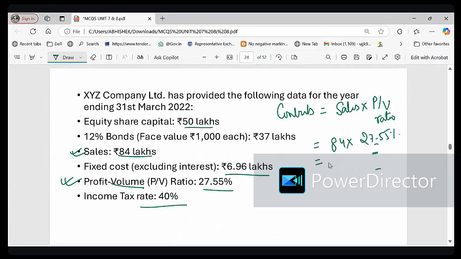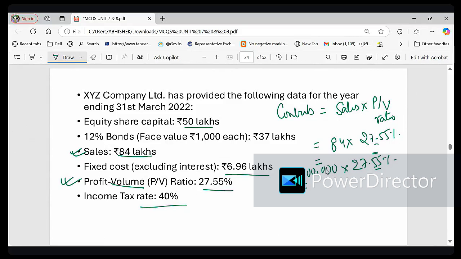Actually, it is 84 lakh, not 84. 84 lakh, 27.55%. So how much is it? Please do it using a calculator. Please calculate how much you are getting. 27.55% of 84 lakh. This P by V ratio, profit by volume ratio.